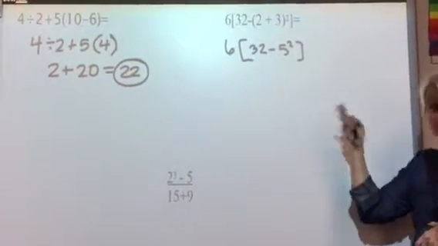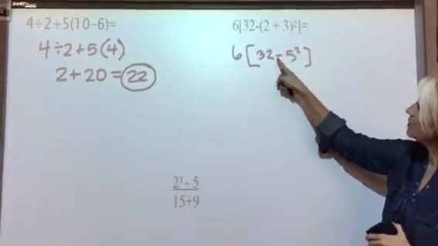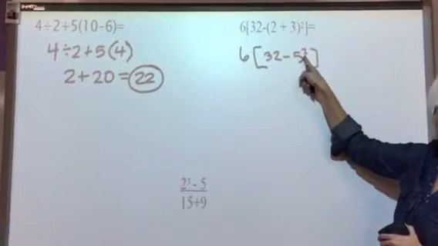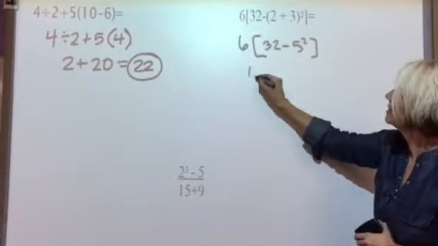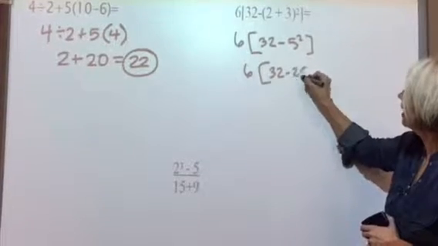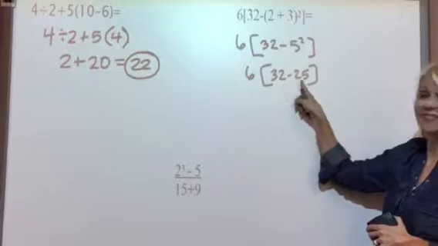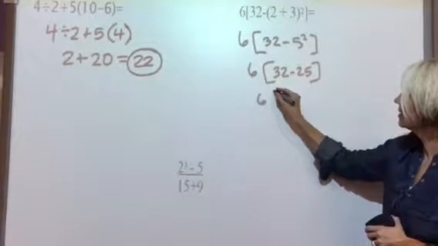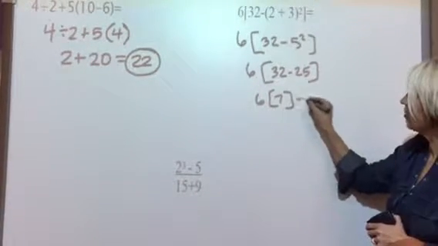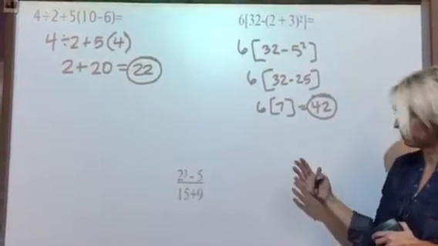Inside this bracket now, I have to solve everything inside, treat it like a parenthesis, and inside I have a subtraction and an exponent. Well, I do the exponent first. So it's 6 bracket here, 3 squared minus 25. Now I take 32 minus 25, which is 7. So this is 6 times 7, and when you solve that, you get 42. Following it step by step.